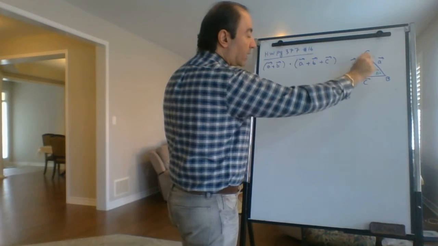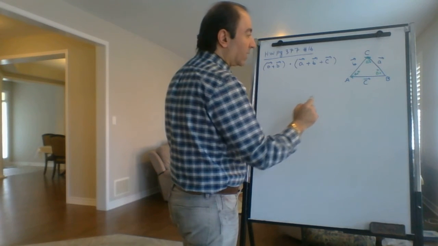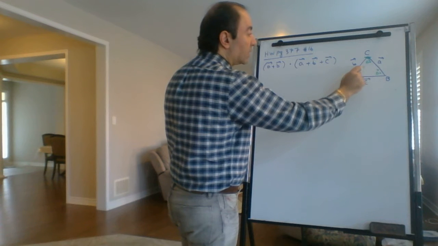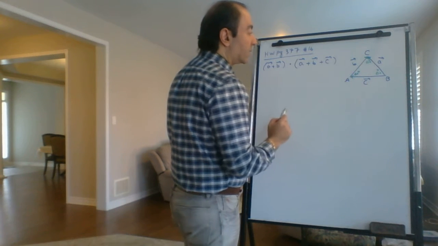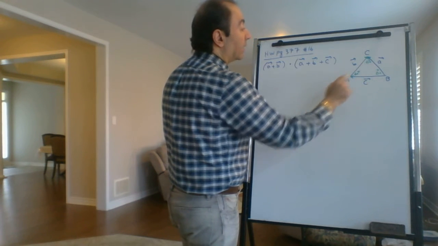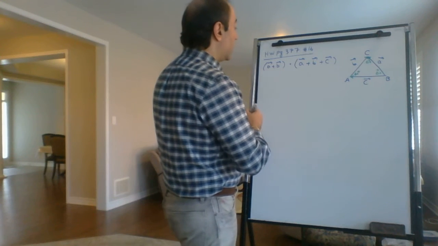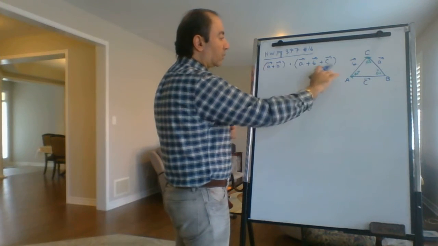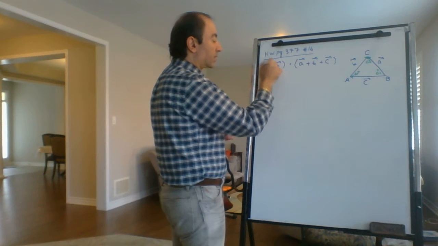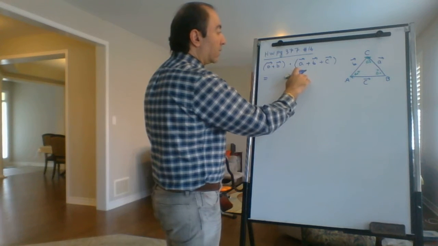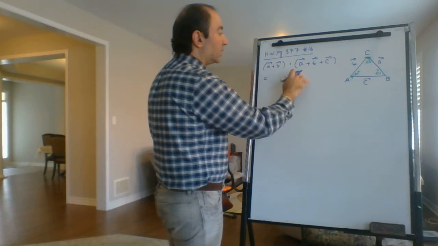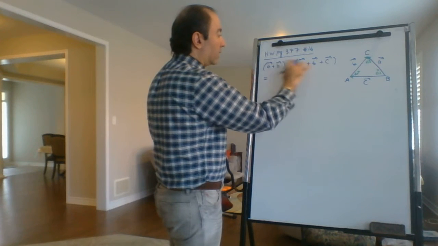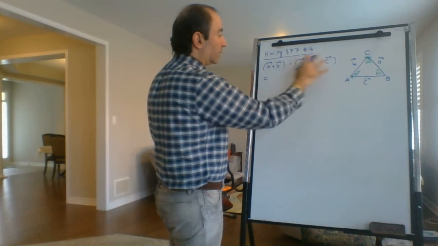That makes this triangle an equilateral triangle. So those three angles are 60, 60, 60. And the length of each one of those is 1. And they want us to calculate what this is equal to in numbers. So I'm going to use the distributive property that we learned yesterday to expand this.